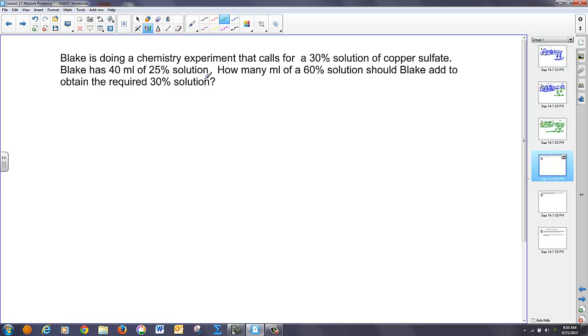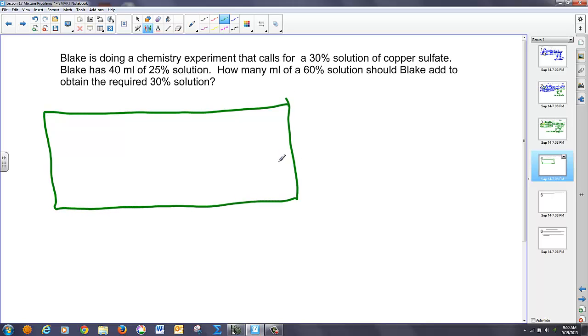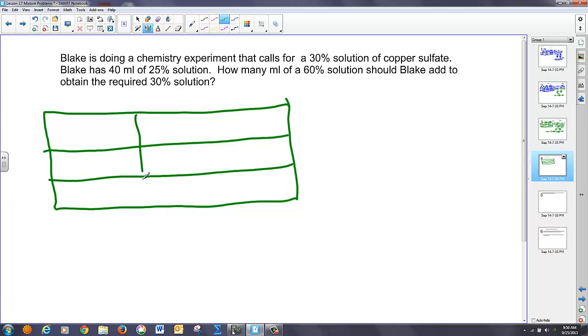So this is a dilution or a concentration type problem. All right, but it's done the same way as the coffee problem. We have a situation where we have three quantities, and you're trying to get in the end this 30% solution.